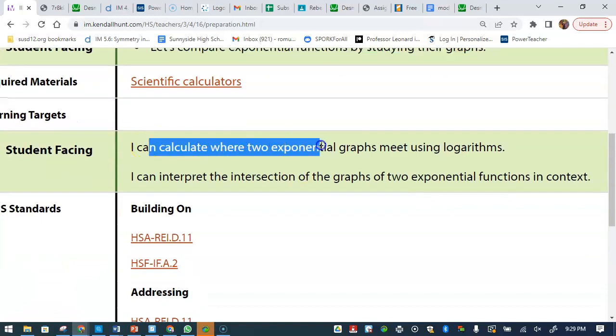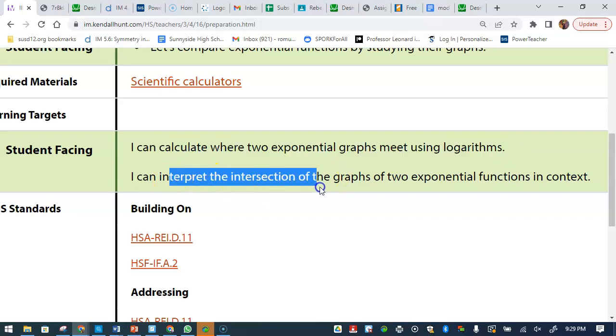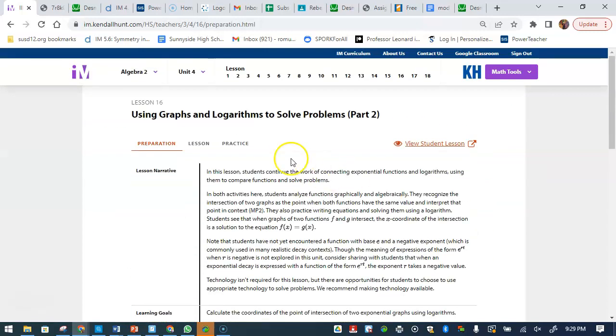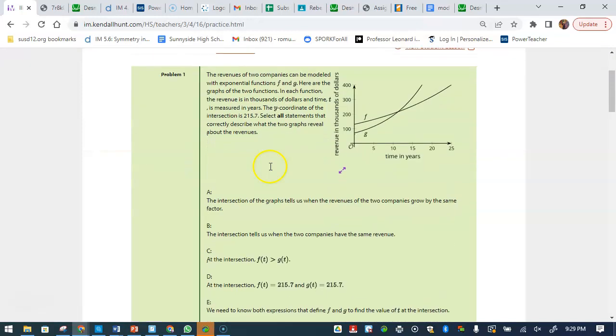So I can calculate where the two exponential function graphs meet using logarithms. We will use the definition of logarithm to do that, and we will interpret, synthesize, and analyze the graphs of two exponential functions in this context. So let's go directly to the practice problem. So let's see.